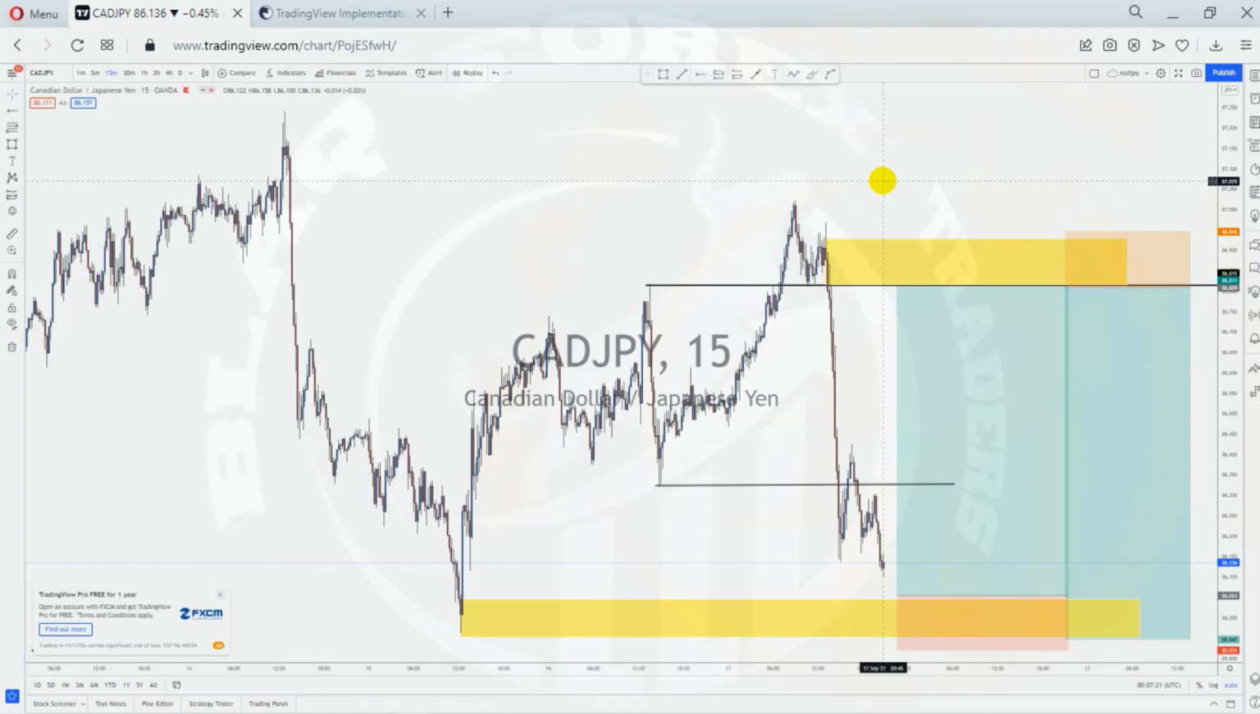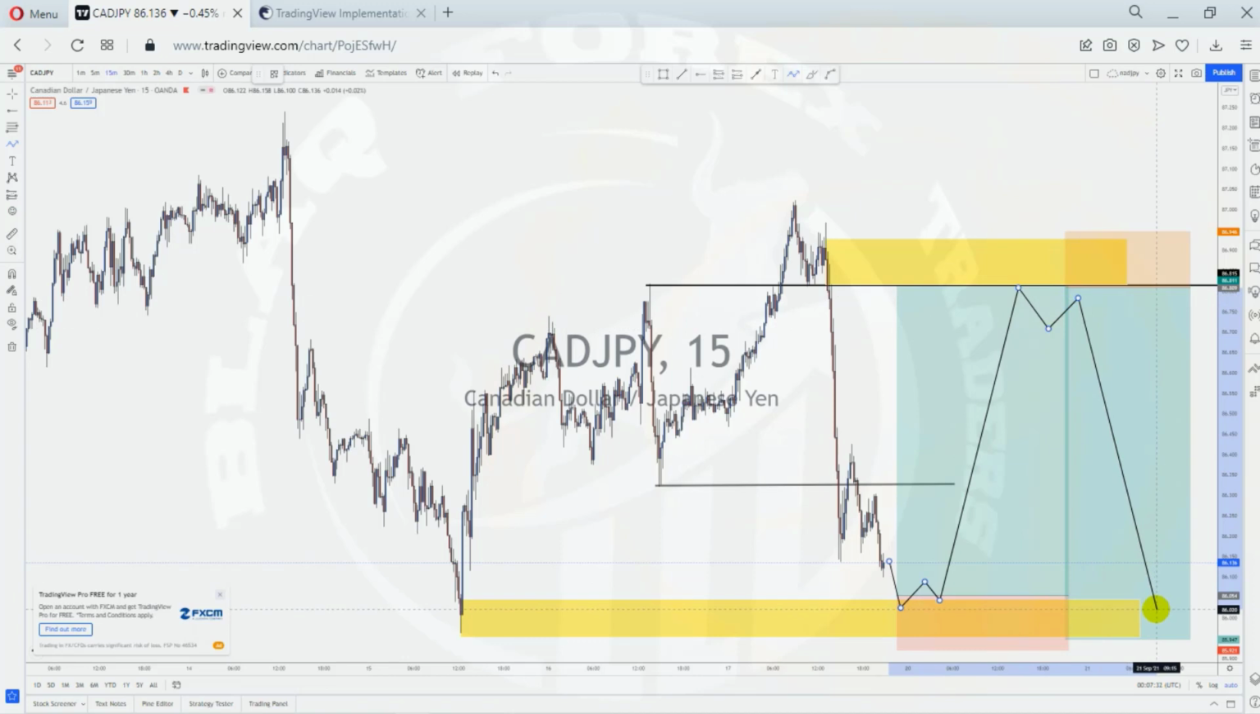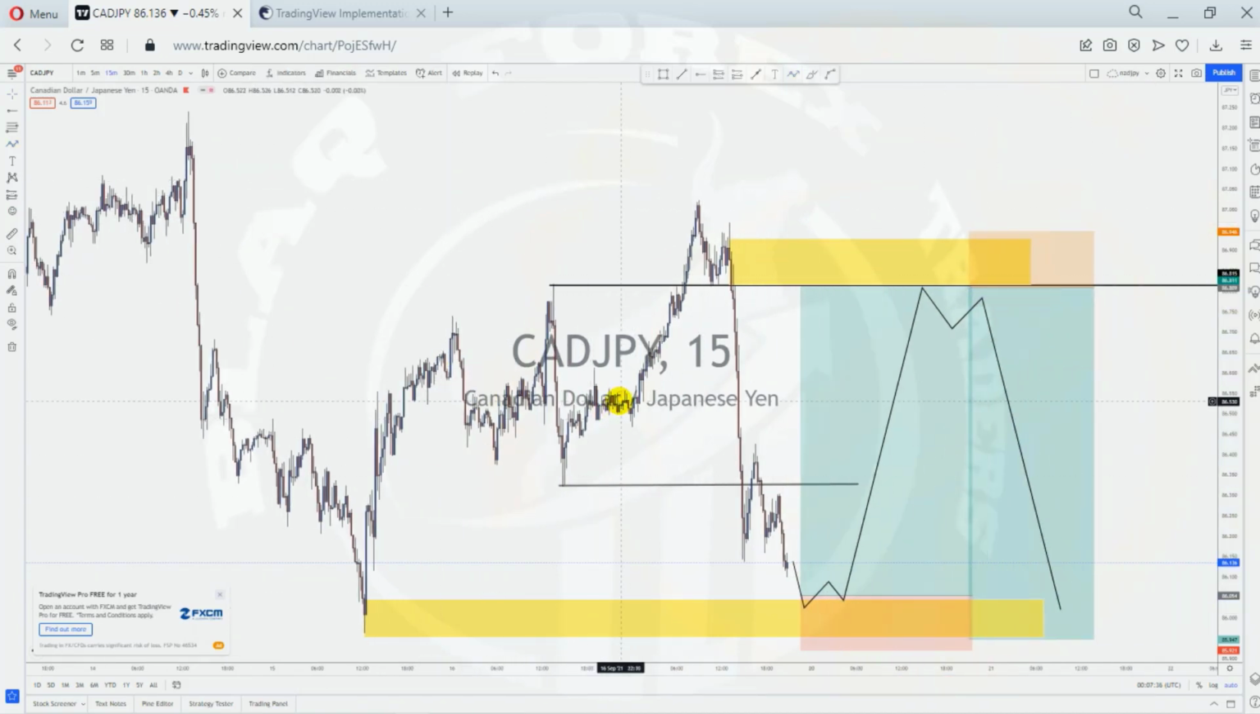So this is what I'll be looking for on this pair. I'll be looking for a buy first, if they come to this level here and then make something like this. This is the kind of pattern I'll be looking for on GPY on this 15 minutes time frame.